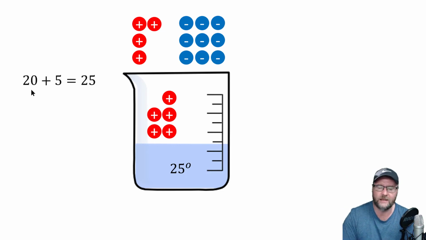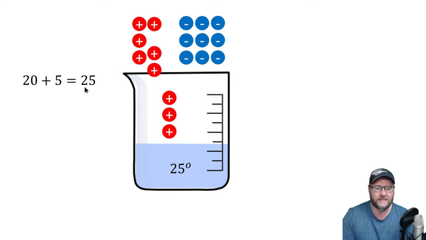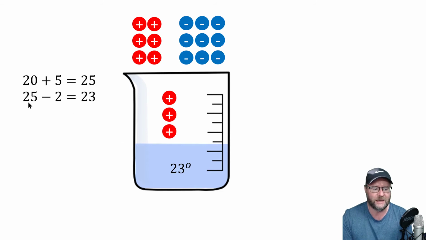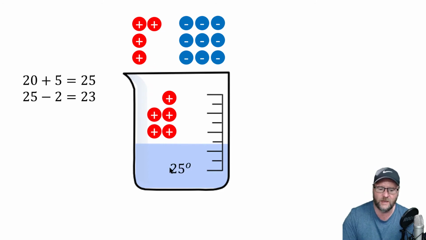And I can write that out here. Mathematically, this is what it looks like. I had 20. I added 5 positives, plus 5, to get to 25. Let's take 2 of those out, and you'll see now it's dropped to 23 degrees. So mathematically, that is 25. I took away 2, and I'm now at 23. So far, so good. Let's put the other 2 back in, so we're at 25 degrees.